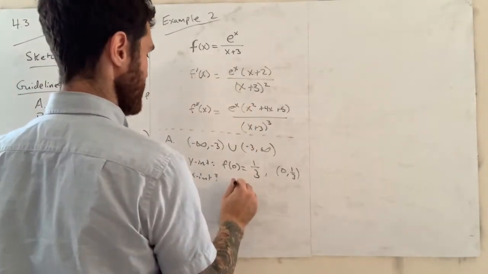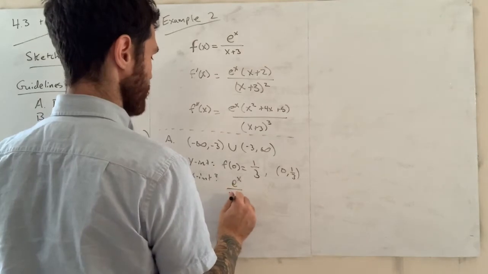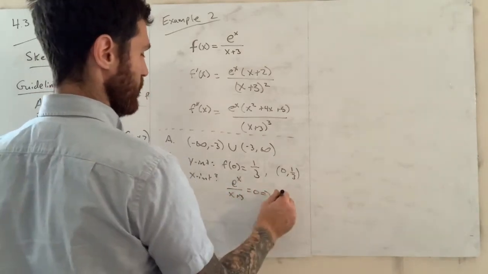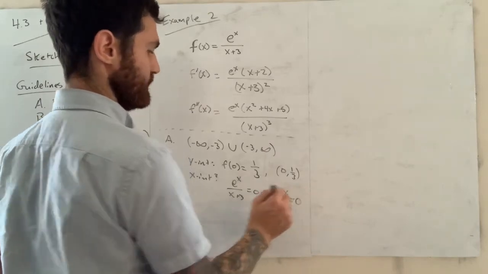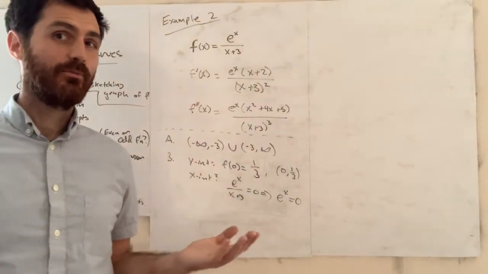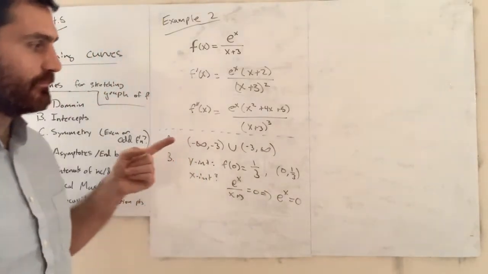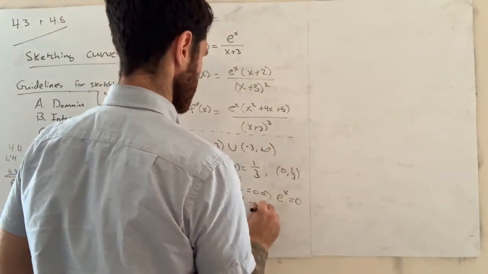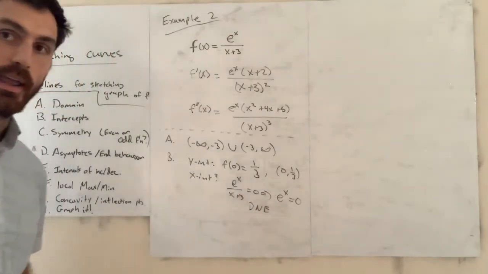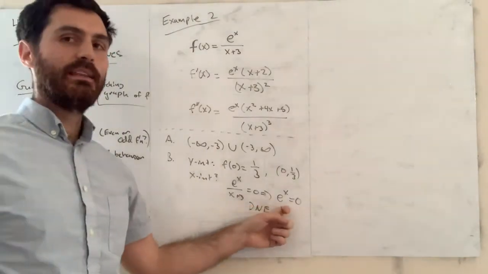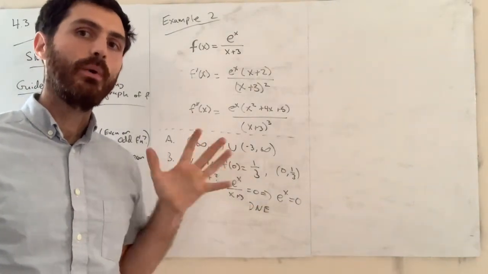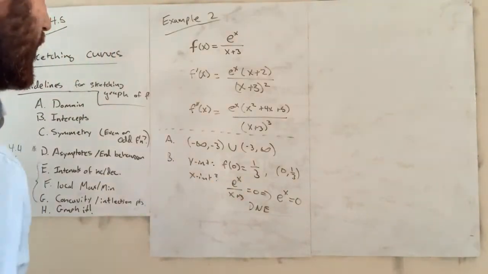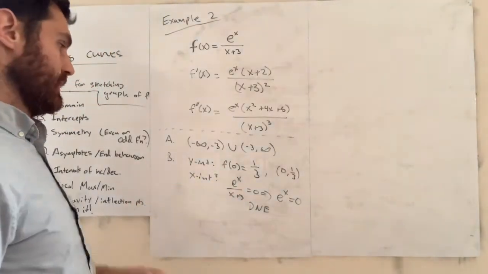Well, if I set e to the x over x plus 3 equal to 0, that's going to happen when e to the x is equal to 0. When is the exponential function equal to 0? Never. So it does not exist. Again, remember, throw anything into the exponential function, you're always going to get a positive number, so it can never be 0. You can look at the graph too to answer that.